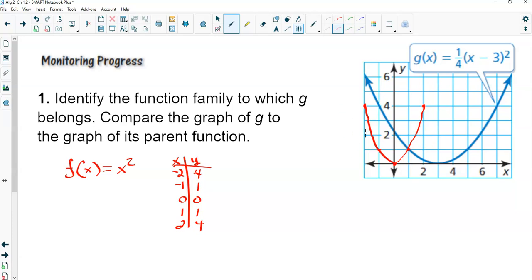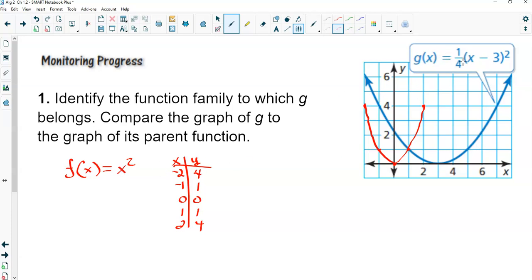So notice it's a U. Well, what happened? What is the difference? Notice this graph, the graph of G, became wider. And also notice the vertex. The vertex shifted 1, 2, 3 units to the right. So the vertex shifted 3 units to the right and the graph became wider.